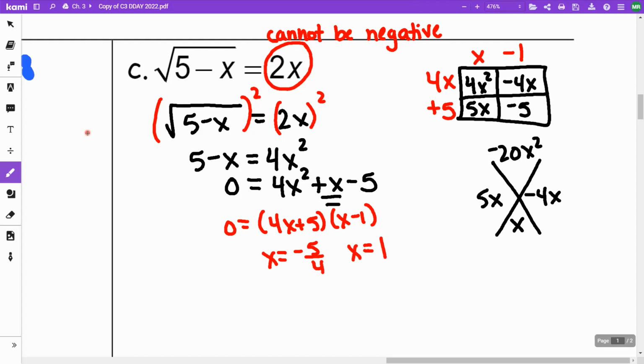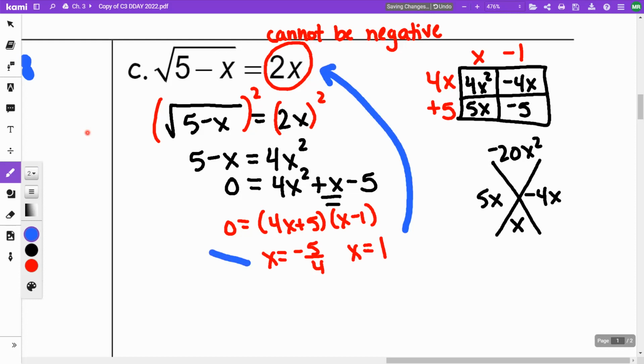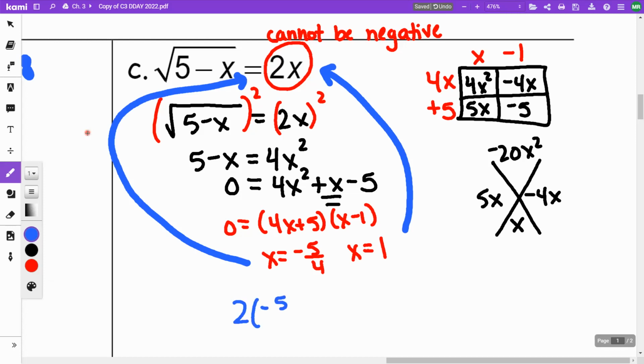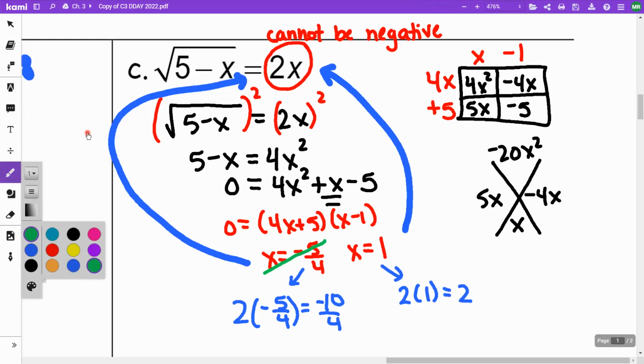x is equal to a negative 5/4, x is equal to 1. Now, again, remember, we need to check our answers because we cannot have that be negative. So when I do that and I go 2 times a negative 5/4, that's going to be a negative 10/4. So that means this one here, not an answer. That's an extraneous solution. When I do this one and I go 2 times 1, obviously that's going to be a positive. So this is going to be my answer.